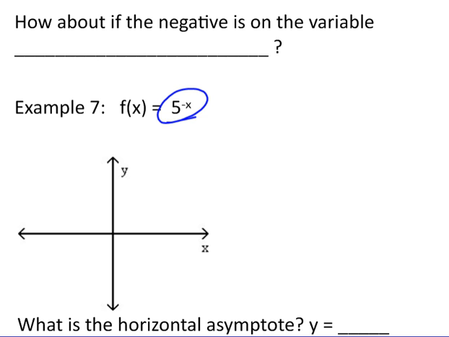Notice this also has a negative. It doesn't flip it upside down. This negative actually is going to flip it left to right. So I'm still going through this point right here, but instead of going up and to the right, I am going to go down on the right-hand side. So here is my graph when the x value is negative, and my asymptote is still at y equals 0.